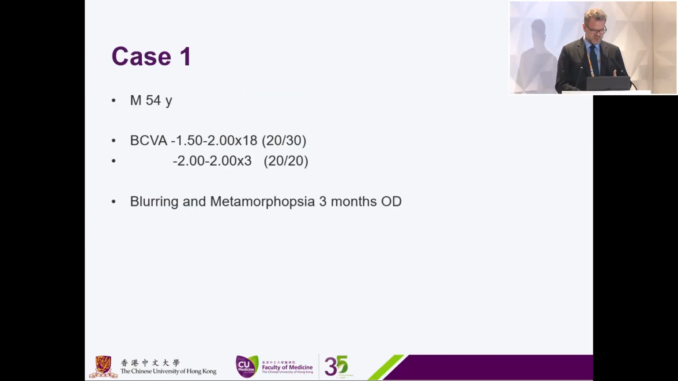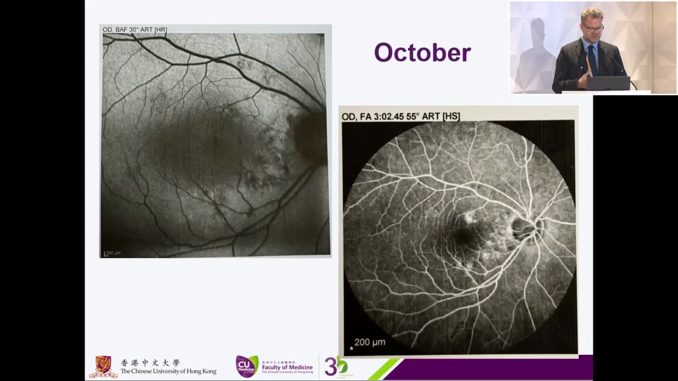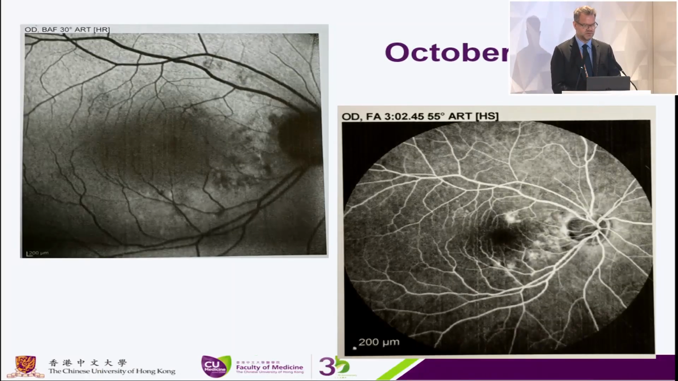So let me give you some of these cases. Again, my cases are all chronic or recurrent CSR cases, so the patients are a little bit older. This is a male, 54 years old, right eye CSR with a vision of 20/30 with blurring and metamorphopsia for 3 months. You can tell it's chronic because you can see on the autofluorescence that the RPE is really quite sick. And on the fluorescein, you can see the main area of leakage just above the fovea.